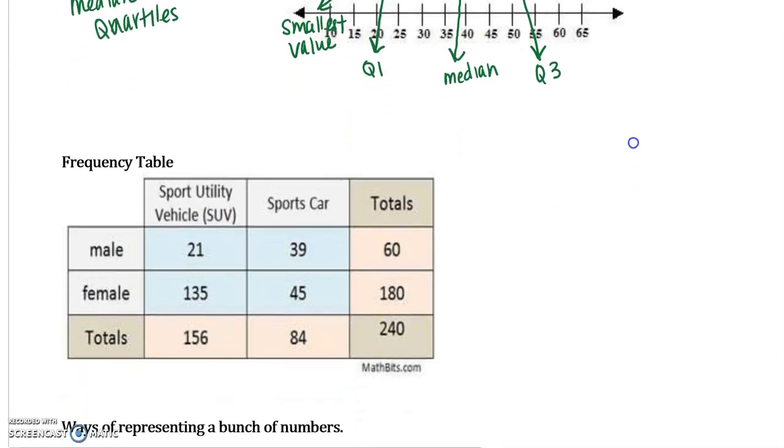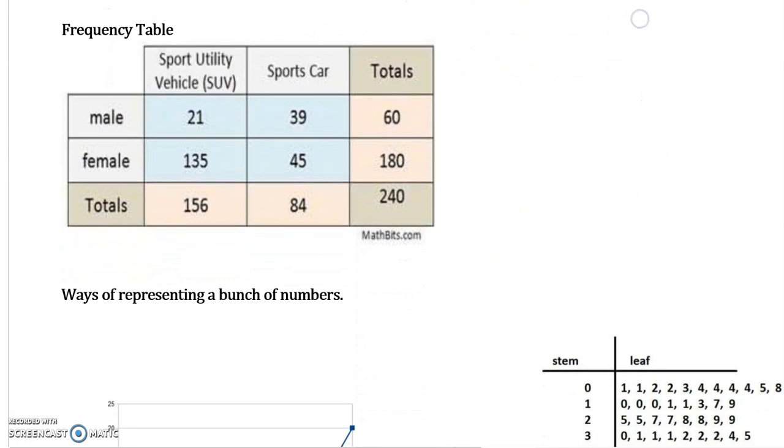The next way that you will see data represented is known as a frequency table, sometimes known as a two-way table, but honestly, the name of it doesn't really matter. The key thing is that you know how to use the table. In this particular table, it's comparing males and females and the type of car they drive, so SUV or sports car.